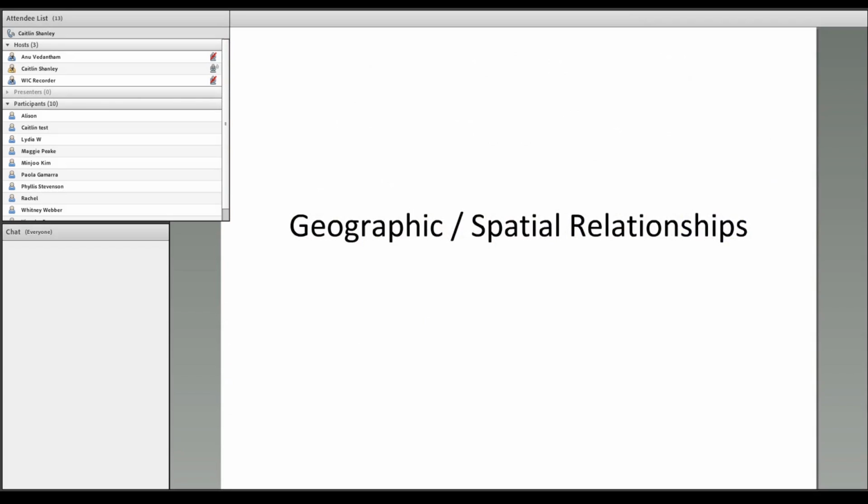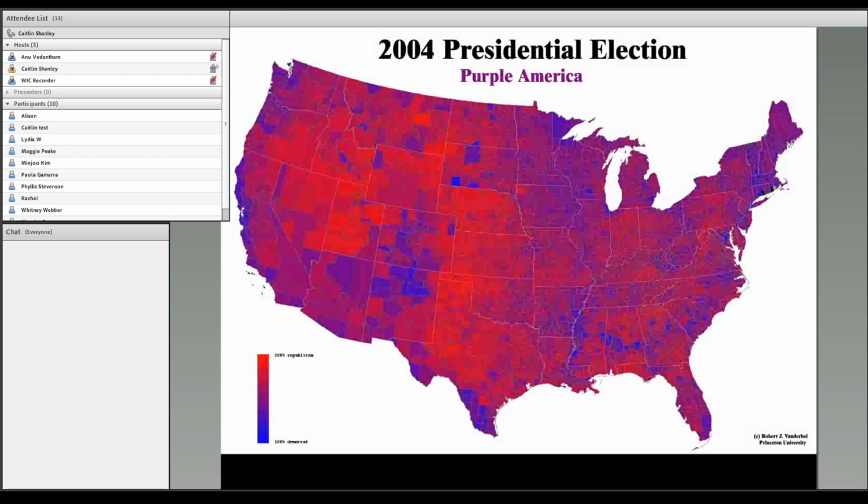Another thing that you may want to do with an infographic is show geographic or spatial relationships, and these are some of the infographics that we see most often. So notably, a map is an example of an infographic. So this is a graphic showing the 2004 presidential election data, red indicating Republican, blue indicating Democrat. So you can see at a glance.